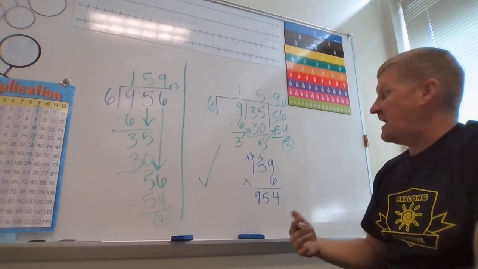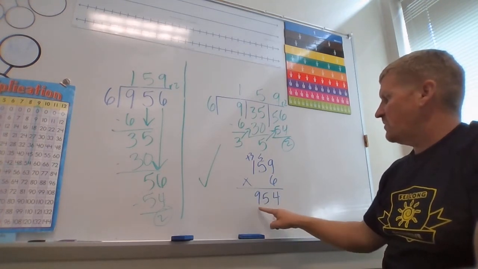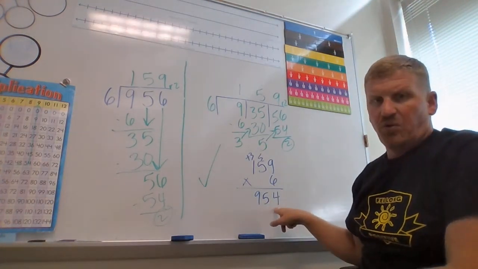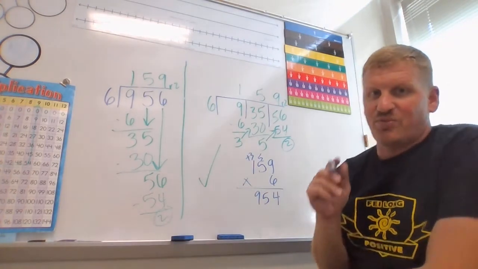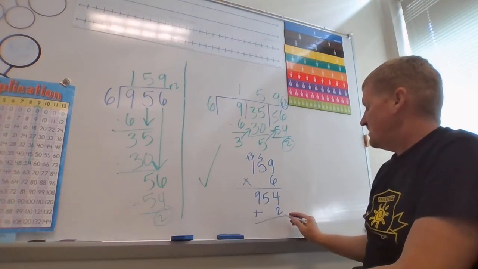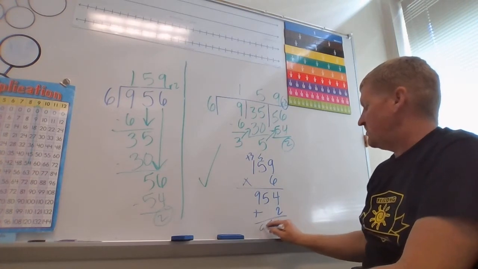Now what you're going to realize is we didn't quite hit our number. We were looking for 956, but we got 954. The students have been really quick to remind me, oh, you need to add in your remainder. And that is indeed what we need to do.